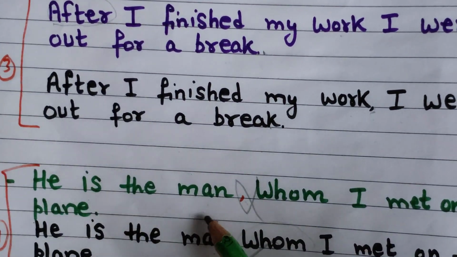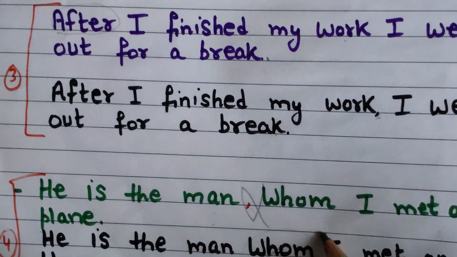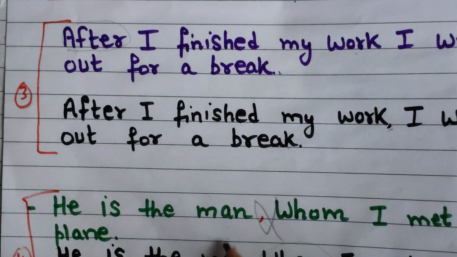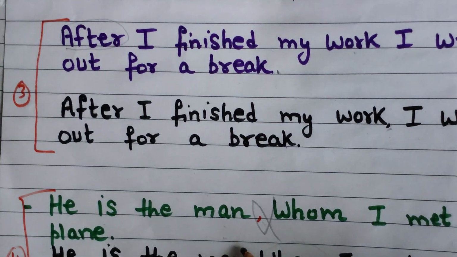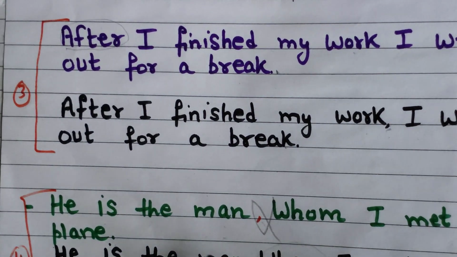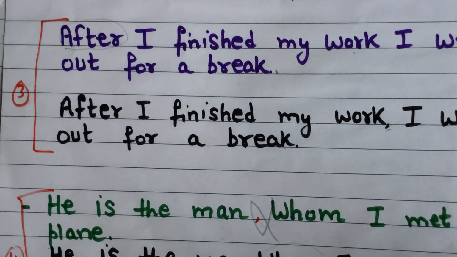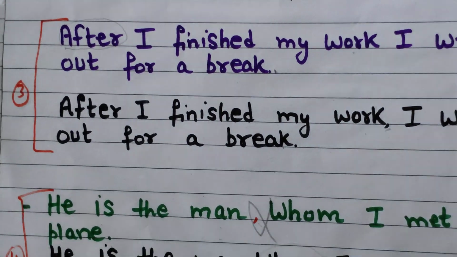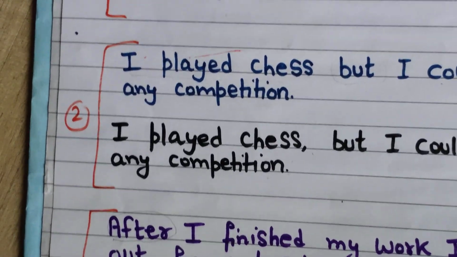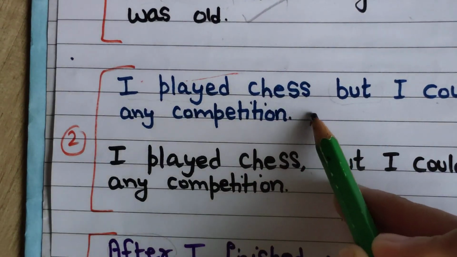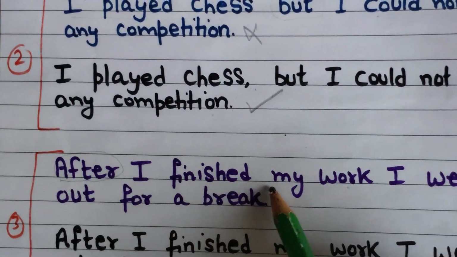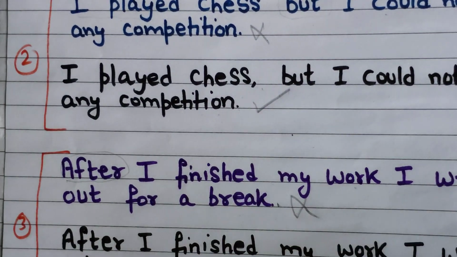He is the man. We are talking about the man whom I met on the plane. So this is correct because we are talking about the features or characteristics of a man. So we have used whom also, and I met on the plane. So the second is: this is wrong, this is correct. And here this is wrong and this is correct, putting a comma over here.